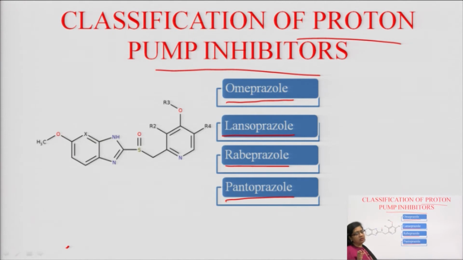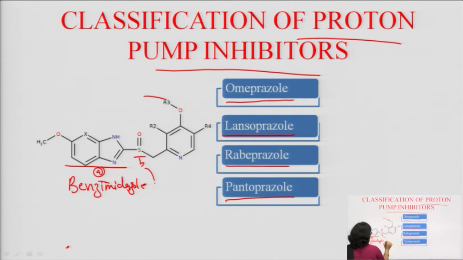In the earlier class, I have already discussed that you should be able to identify the pharmacophore part of the molecules, which is responsible for giving biological activity. So, here you see the general structure of proton pump inhibitors. First you see, this is your benzimidazole, this part we can say A.